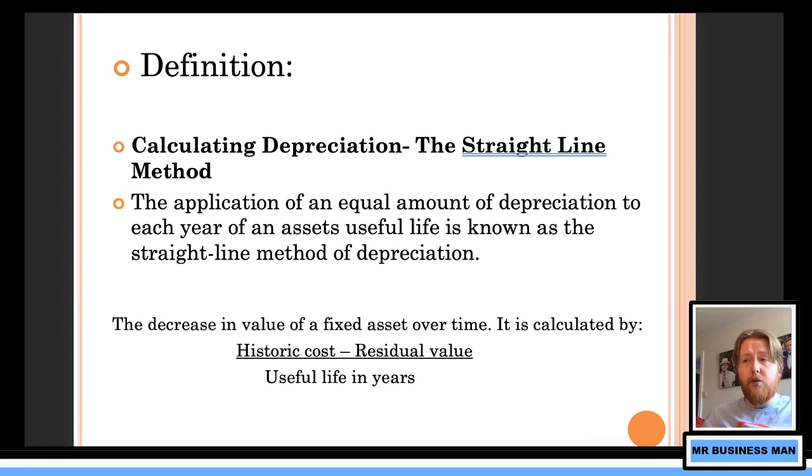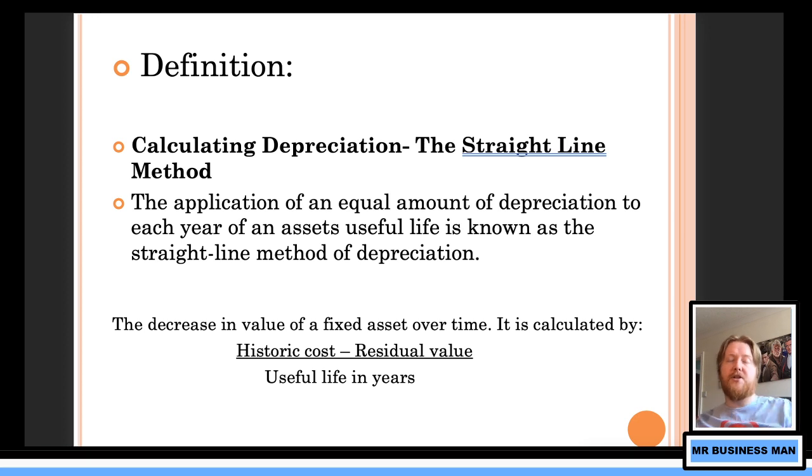The decrease of a value of a fixed asset over time is calculated by the historic cost, so the original cost, minus the residual value. So what is it worth now? So what did it start with? What's it worth now? And then divided by the useful life in years. Okay, so what did it start with? What was its original value?